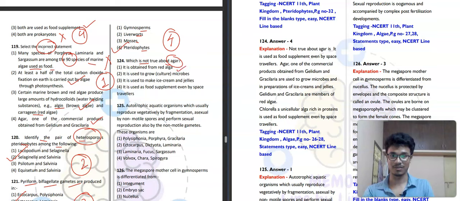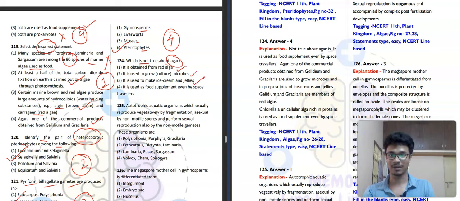Absolutely correct. It is true. It is used to grow culture in microbes. It is also correct. When you crack the NEET and go to the second year of MBBS, during microbiology, you know the uses of agar to grow culture. Okay, so now the third option, it is used to make ice cream and jellies.